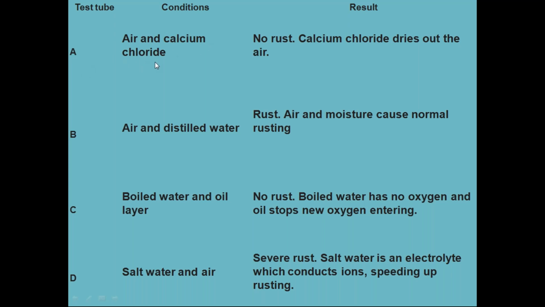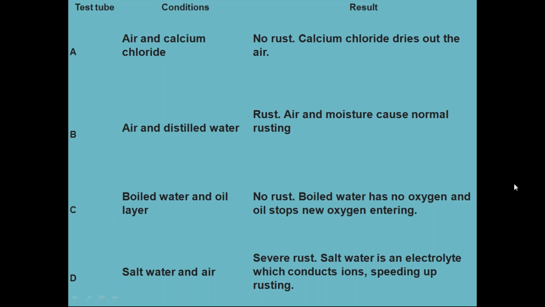So in the first one, we had air and calcium chloride, and calcium chloride acts like a drying agent and dries out the air. So there will be no rust because there is no moisture. Both air and moisture should be present for rusting to happen. In B, we had air and distilled water. Everything seems fine. There will be rust because both air and moisture are present.